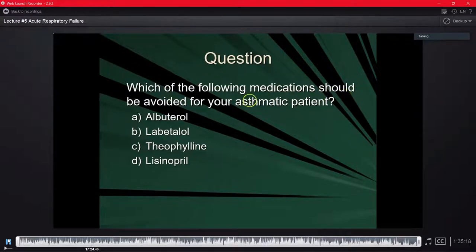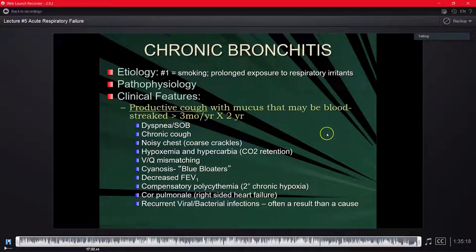Ooh, which of the following medications should be avoided in an asthmatic patient? We just talked about this. Which one? That's right. It's labetalol. There's our beta blocker. Stay away.